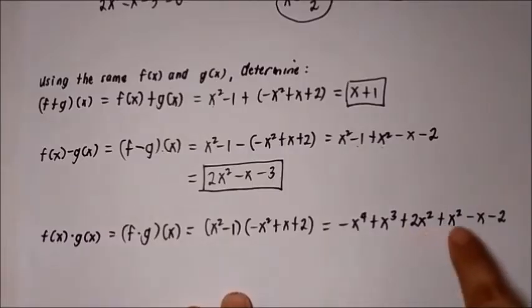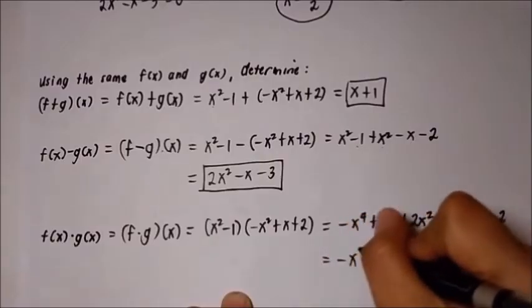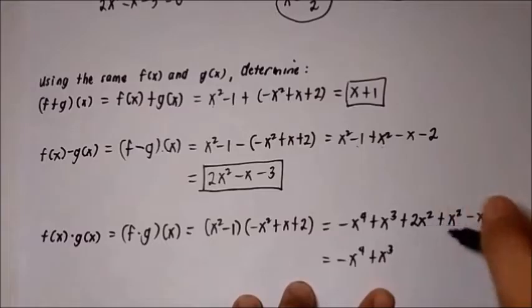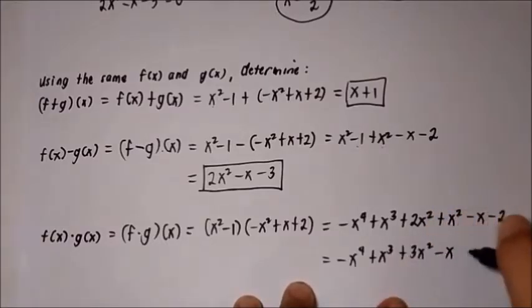So we will combine this given. So what would be the result? Negative x raised to 4, positive x cubed, and then 2 plus 1, that would be 3. 3x squared, negative x, minus 2.